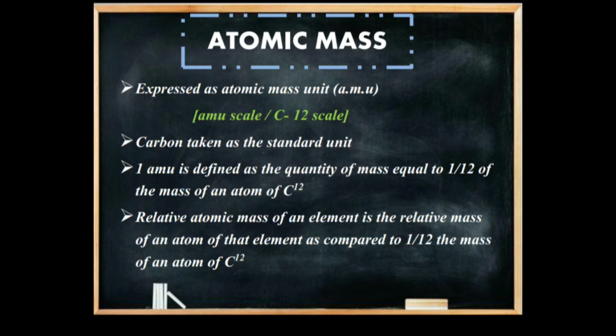So we can summarize that one atomic mass unit is defined as the quantity of mass equal to 1 by 12th of the mass of an atom of carbon 12, which is the most stable isotope of carbon among three: carbon 12, carbon 13 and carbon 14. The relative atomic mass of carbon 12 is taken as 12 AMU. Relative atomic mass of an element is the relative mass of an atom of that element as compared to 1 by 12 the mass of an atom of carbon.